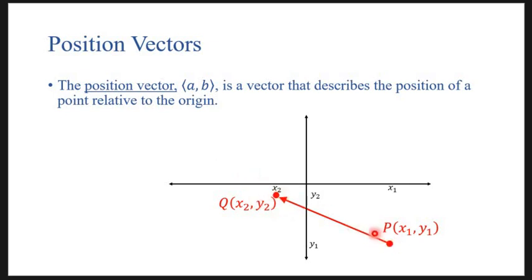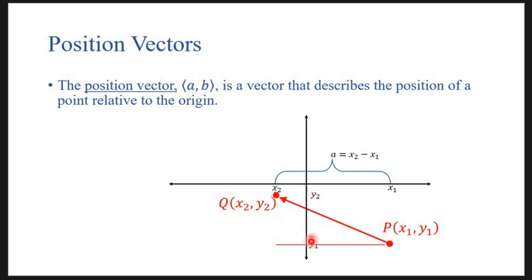So if I wanted to represent a position vector, I'd need to move everything over so that the initial point of the vector would be at the origin. So how far horizontally would I need to move from the origin? Well, that would be the difference between x2 and x1, this horizontal distance from P to Q. So I just subtract x2 and x1 to find A, which is going to be the first component of my vector.